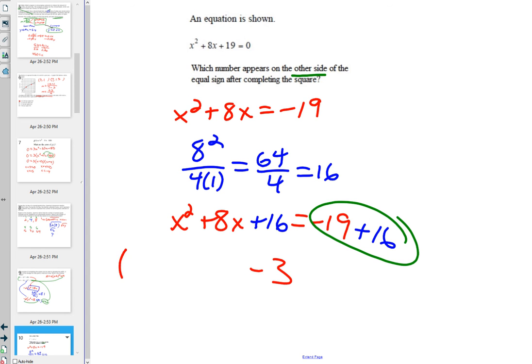This is a perfect square trinomial. Here I would get x plus 4 squared. On the other side, I would get negative 3. The other side of the equal sign. It does say on the other side of the equal sign.